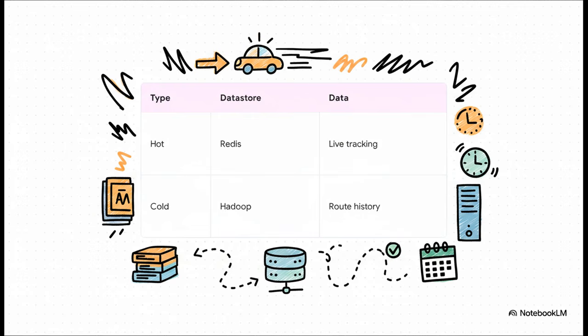Hot data is the stuff that requires extreme low latency. We're talking live driver coordinates updating every 4 seconds. That needs to go into blazing fast in-memory stores like Redis. Cold data, on the other hand, is stuff like completed routes and historical analytics. That doesn't need to be instant, so it gets stored long-term in robust, heavy-duty databases like Hadoop or Cassandra.